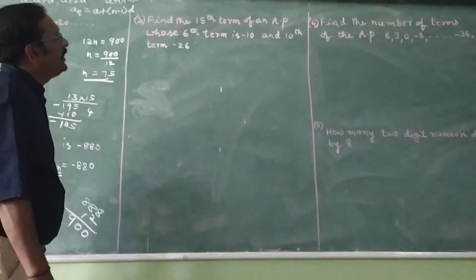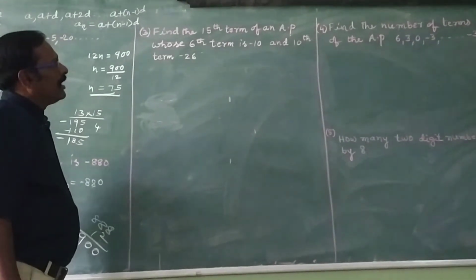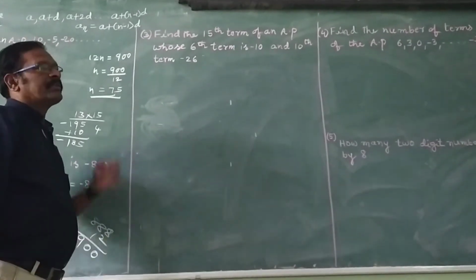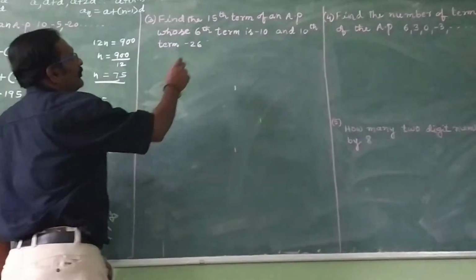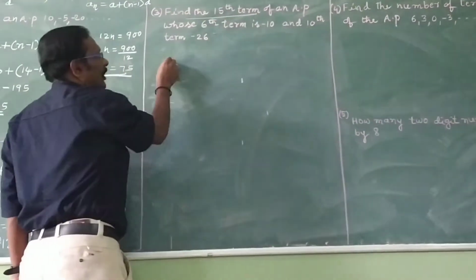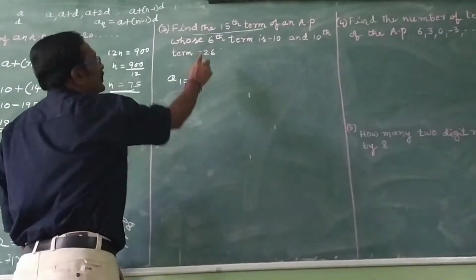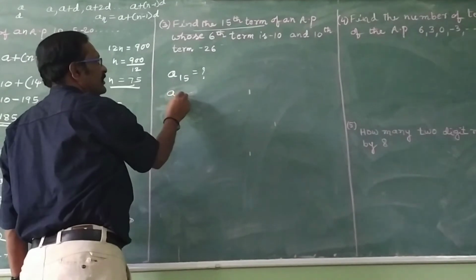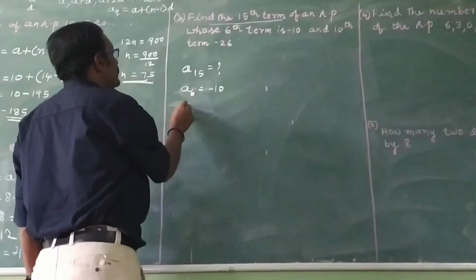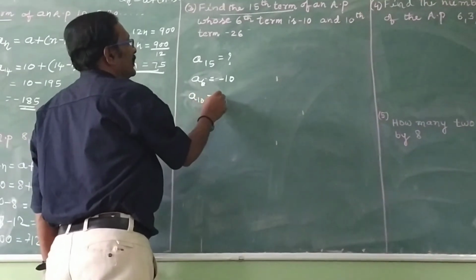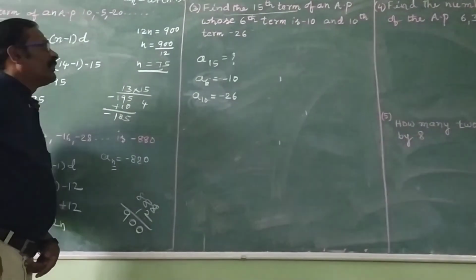Next, find the 15th term of an AP. The 6th term is minus 10 and the 10th term is minus 26. Each problem will be different. Now, you have to find the 15th term. The 6th term is given as minus 10, and the 10th term is given as minus 26. So, you know the general form of an AP.